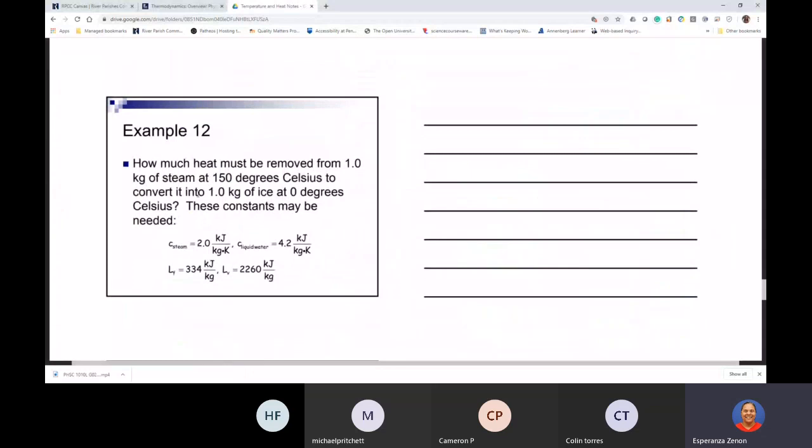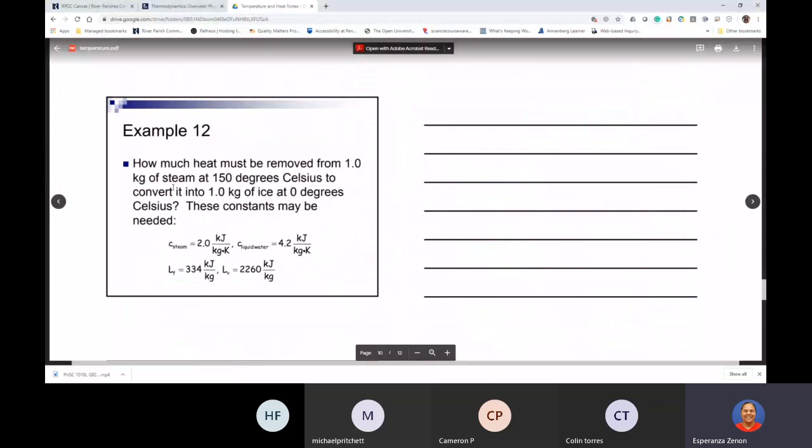Example number 12 says, how much heat must be removed from 1 kilogram of steam at 150 degrees Celsius to convert it into 1 kilogram of ice at 0 degrees Celsius? And they were kind enough to give us all the different constants that we need. Some of those constants are our CP values. You have CP for steam, and you have CP for liquid water. You also have the latent heat of fusion and the latent heat of vaporization.